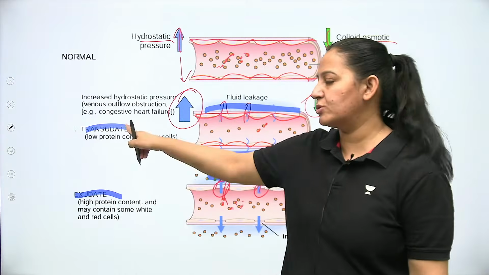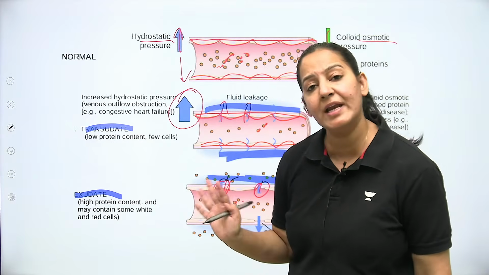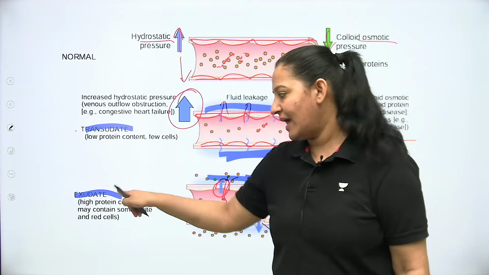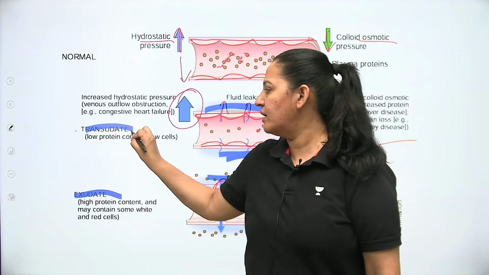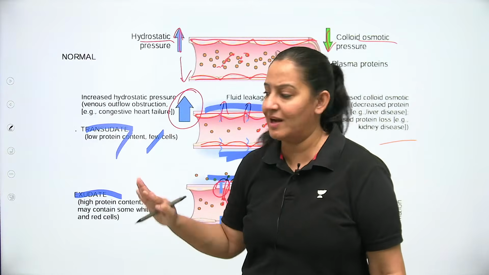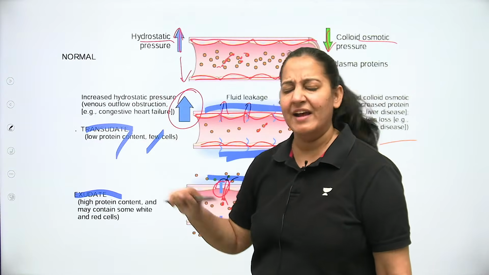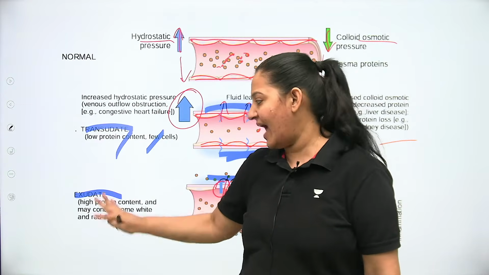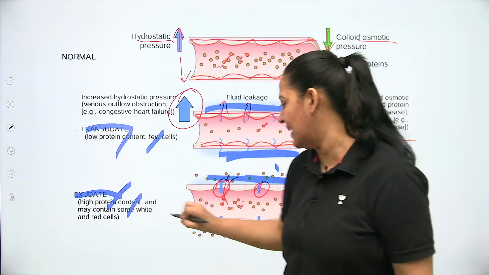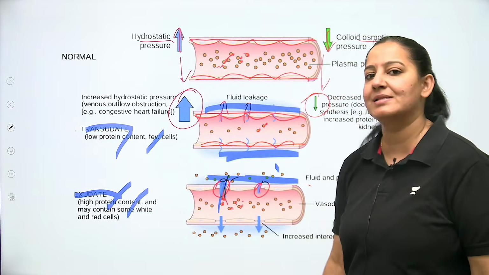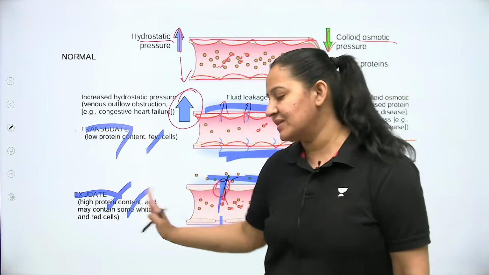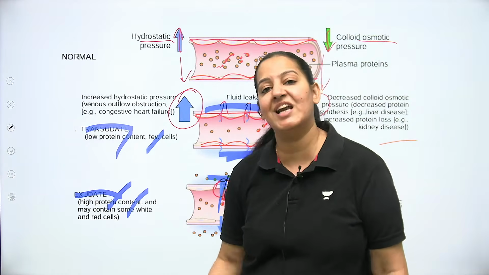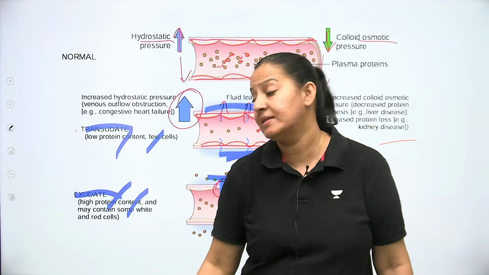So basically, transudate is protein poor edema and exudate is protein rich edema. Here, this one is protein poor, cell poor. No protein, no cell, only fluid. That is transudate. It is thin like water, right? And exudate has high protein and high cells. Cells, meaning WBCs, will also come out from these gaps. So protein rich, cell rich. This is pus. Basically the thick white yellow pus, that is exudate.